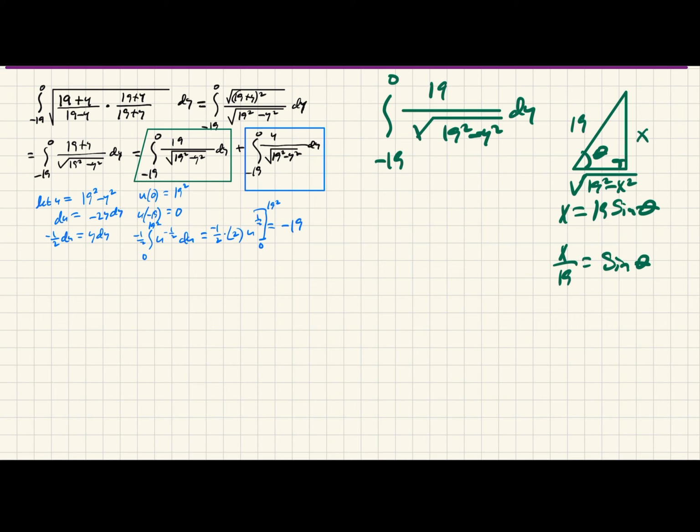Okay, so x is 19 sine theta. That means then that dx is 19 cosine theta d theta. And I should be using y's, shouldn't I? But that's all right. We'll just make all those y's into x's as we do this. Now, I also need to know what the square root of 19 squared minus x squared is going to be, right?